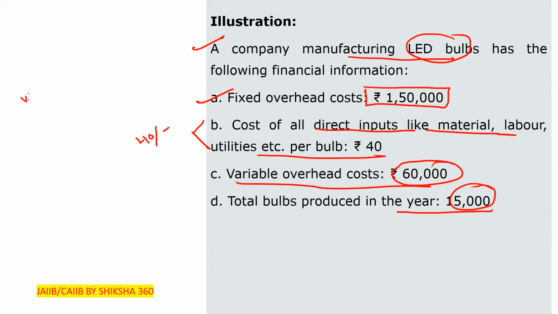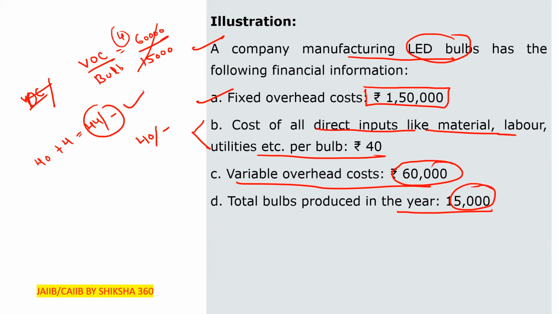So what is the variable overhead cost per bulb? Total variable overhead cost divided by the number of bulbs, which is 4. So 40 plus 4 is 44. This is marginal costing. By way of marginal costing, the price of one bulb is rupees 44.